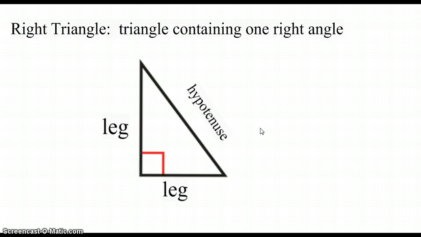Do you think a right triangle could have 2 90-degree angles? It cannot, because we're going to learn that the sum of a triangle is only 180 degrees. So if you have 2 angles that are 90, the sum's already 180, which means it's too much. So a right triangle can only ever have 1 right angle.